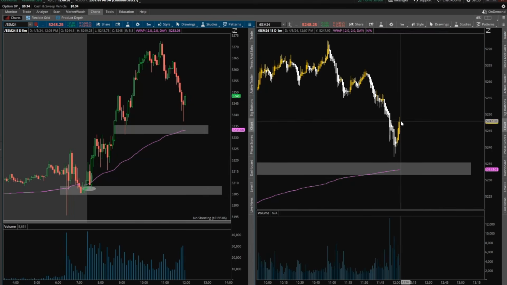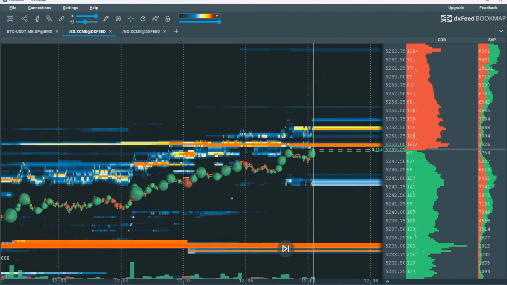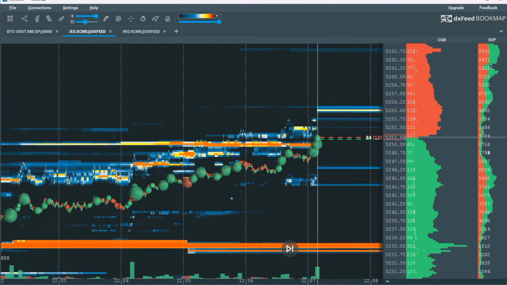But as you can see, currently up around 4 points on ES. Decent trade so far. Again, we're trying to break this 250 level. That's mainly what we want to see here. So let's go back to Bookmap and see how this is playing out. So far, looking good. We just need some more aggressive buyers.